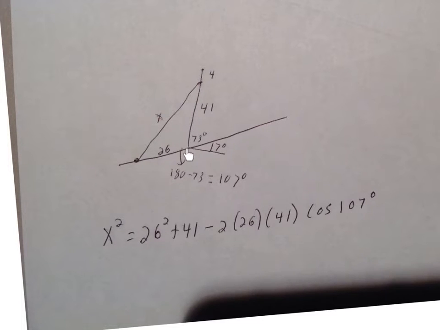Well, this would be a right angle, so 90 minus 17, that'd be 73. And this would be a straight angle, 180 minus 73, which would be 107 degrees for this angle.